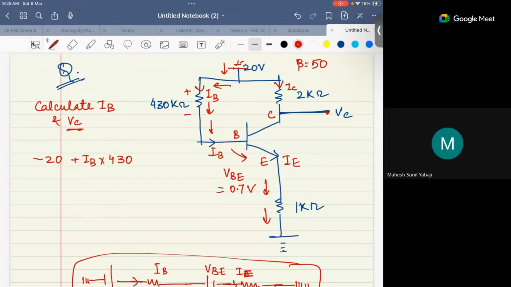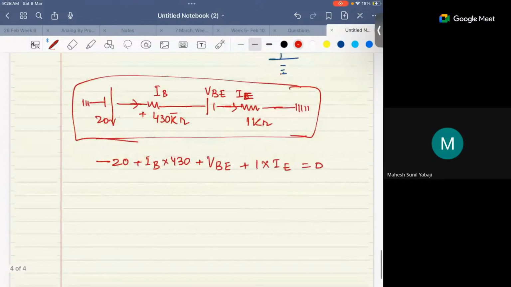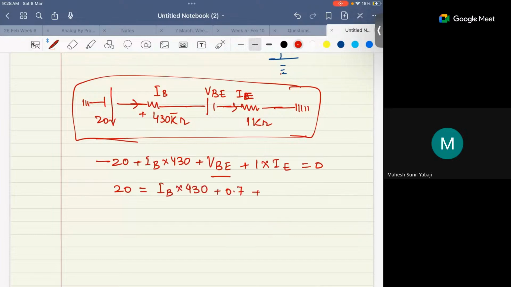Okay, so now I've written the equation. So 20 equals IB times 430 plus 0.7 plus IE. What can I write IE in terms of IC and IB?